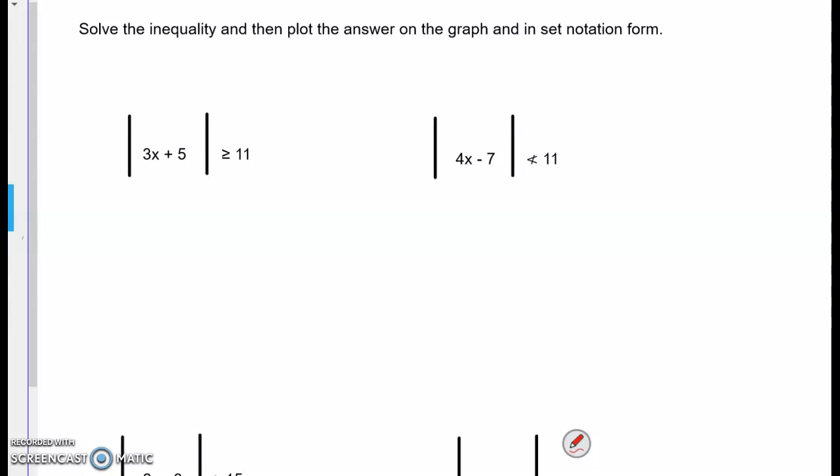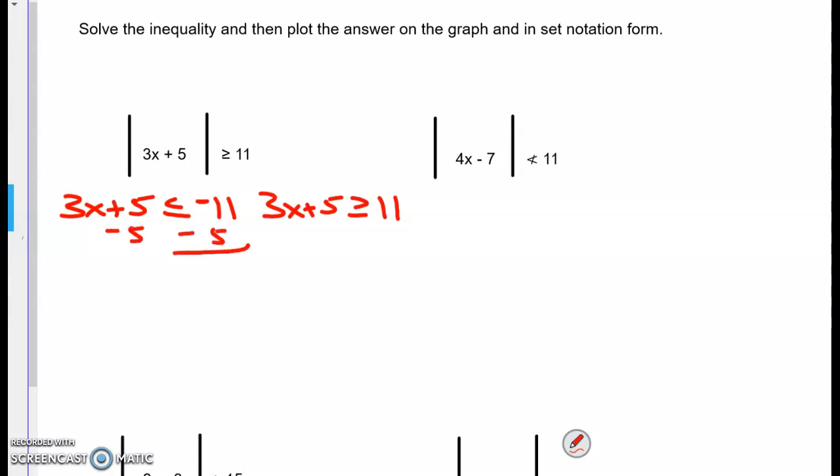Okay, so when it is greater than, you are writing two separate inequalities. We flip the sign, make the number negative, and then we copy this down as if there was no absolute value there. And now I'm doing both inequalities. I'm subtracting 5. 3x is less than or equal to negative 16. I'm dividing by 3. And x is less than or equal to negative 16 over 3.